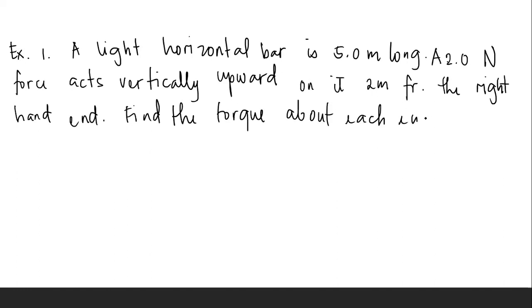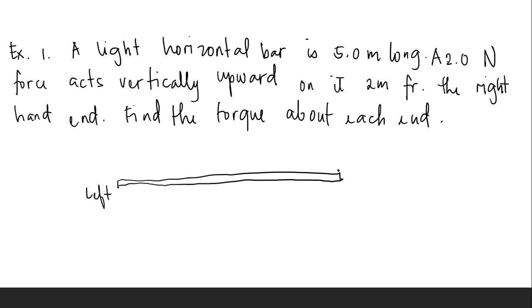Okay, from the given, we have this one as the left, and this one as the right. We have a horizontal bar 3 meters long, 5 meters. A 2.0 Newton force acts vertically upward 2 meters from the right. Therefore, we have 2.0 newtons, 2 meters from the right, 3 meters long. Then, find the torque about each end.